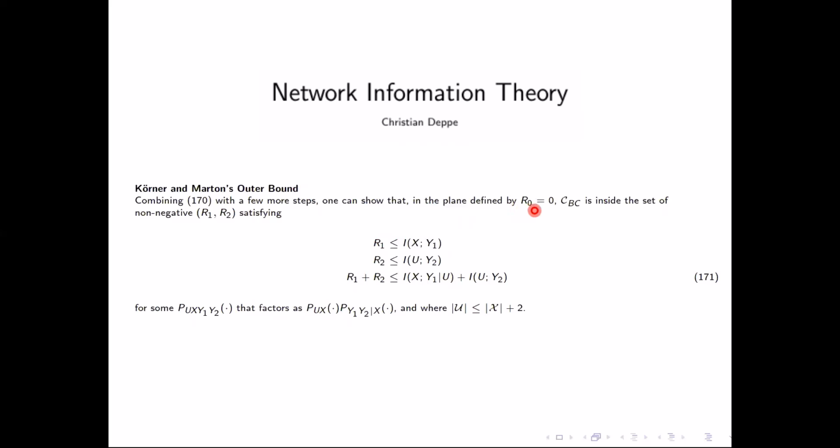And if we now set R0 equal to 0, then the capacity region is all non-negative R1 and R2 satisfying this inequality. So this is a converse for this part. In the next step, I will present the whole bound, also if R0 is positive, of Körner and Marton, and then also the improvement of the bound.